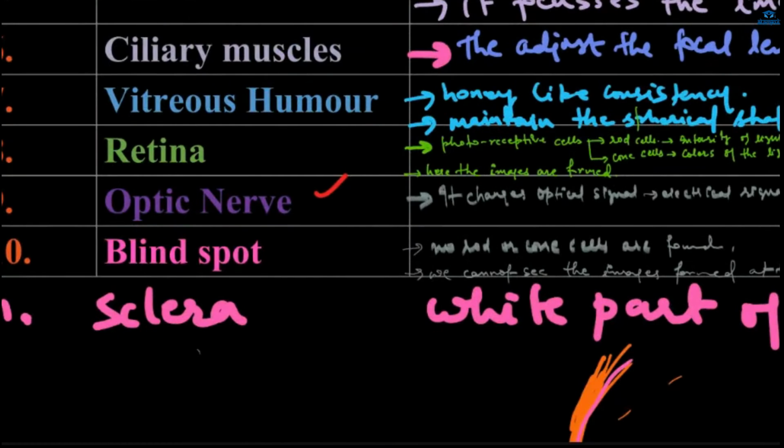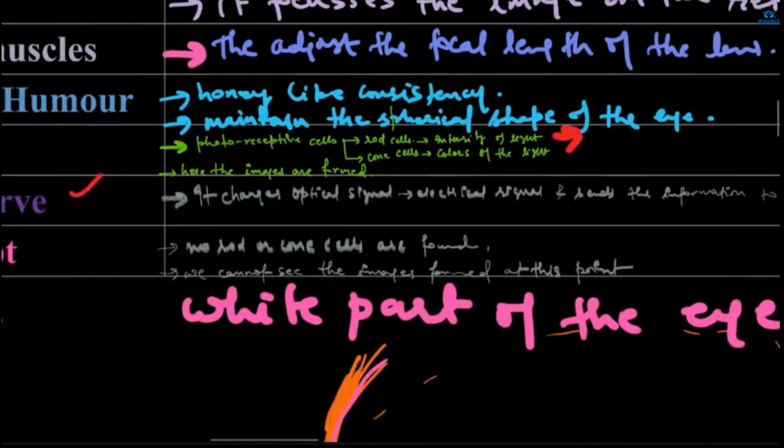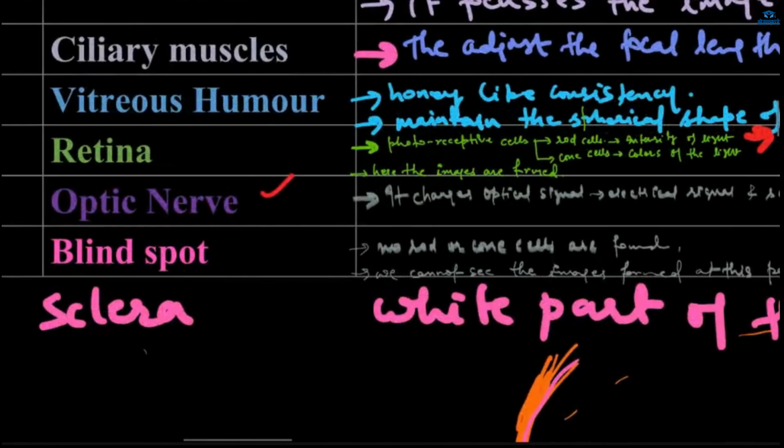If the optic nerve does not work and does not send the information to the brain, then we cannot see, because it's only the brain that tells us that we are seeing this thing. When the images are formed in the retina, the optic nerve converts it to an electrical signal and sends the information to the brain, so that it can interpret and tell us that this object is being seen by us. So, the optic nerve. Okay, fine.